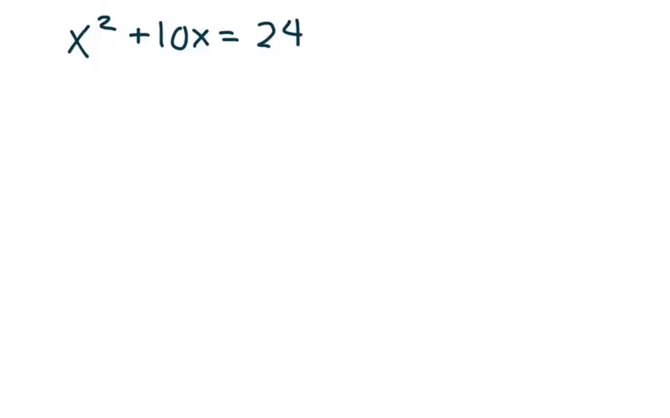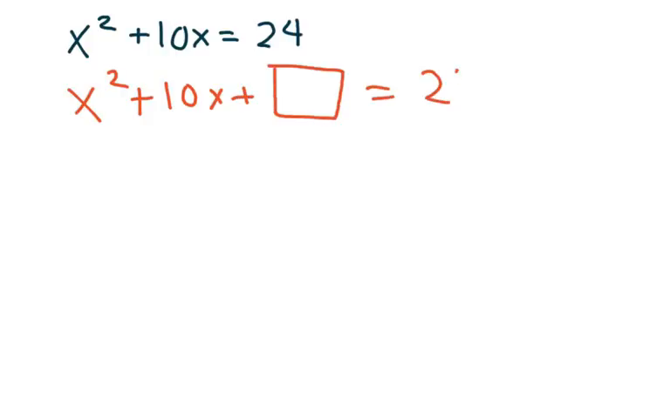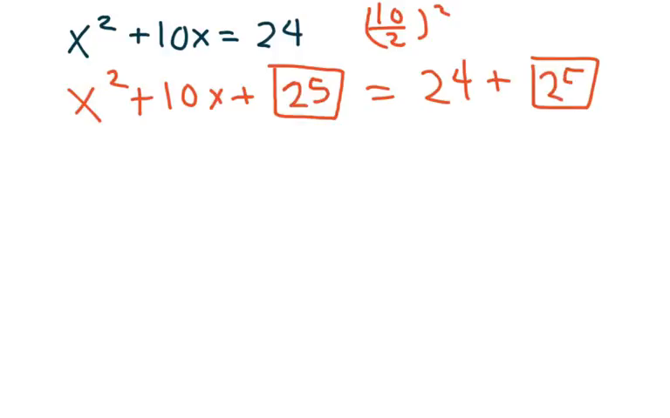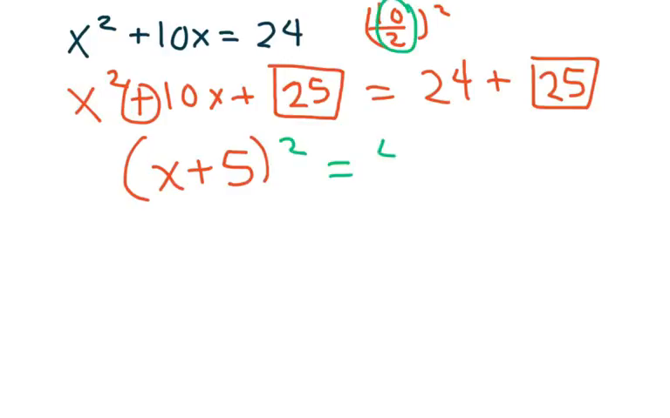Okay, here's one. It's already set up for us. So x squared plus 10x plus box equals 24 plus box. So half of 10 is 5. Square it, and you get 25. Whatever you add on the left side, you add on the right side. And then we're going to make this x plus half of 10, which is 5, squared equals 49. Just combine those two.